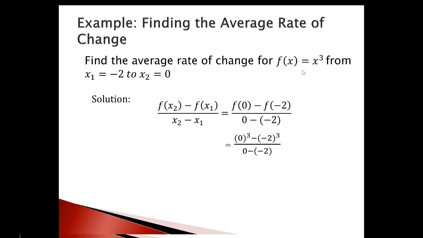Since f(x) is equal to x cubed, f(0) is equal to 0 cubed, and f(-2) is equal to (-2) cubed, over 0 minus -2. And as the result, we will have 8 over 2, that equals 4. That is the average rate of change for f(x) = x cubed from x1 to x2. Thank you.